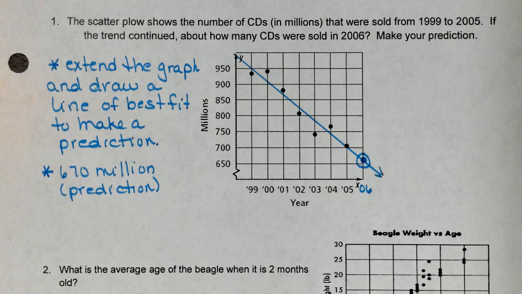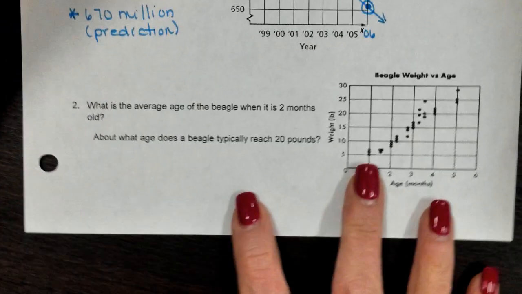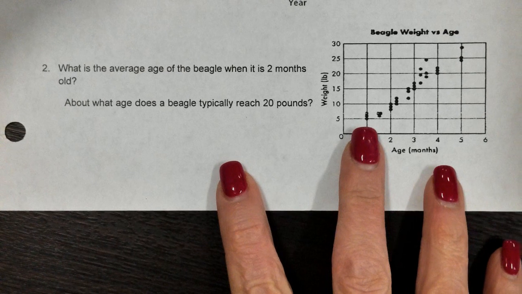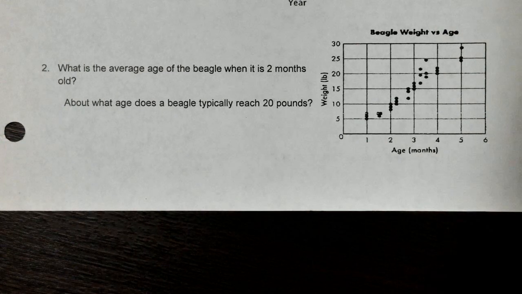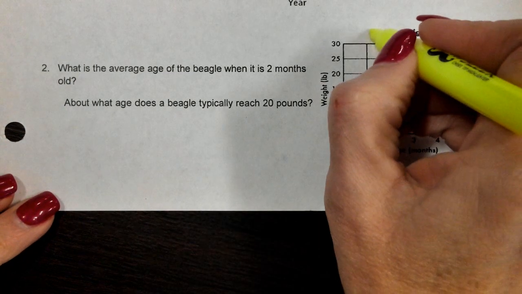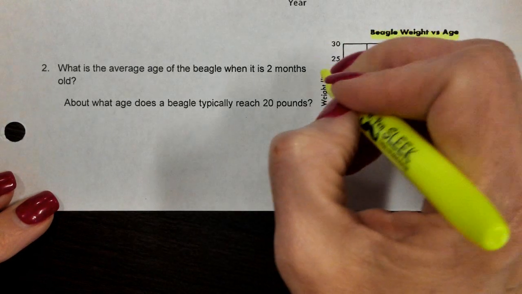All right, so going down to the next one, again, we want to read our graph, make sure we understand exactly what the graph is talking about. If you notice on this one, we're looking at the weight and ages of beagle puppies.